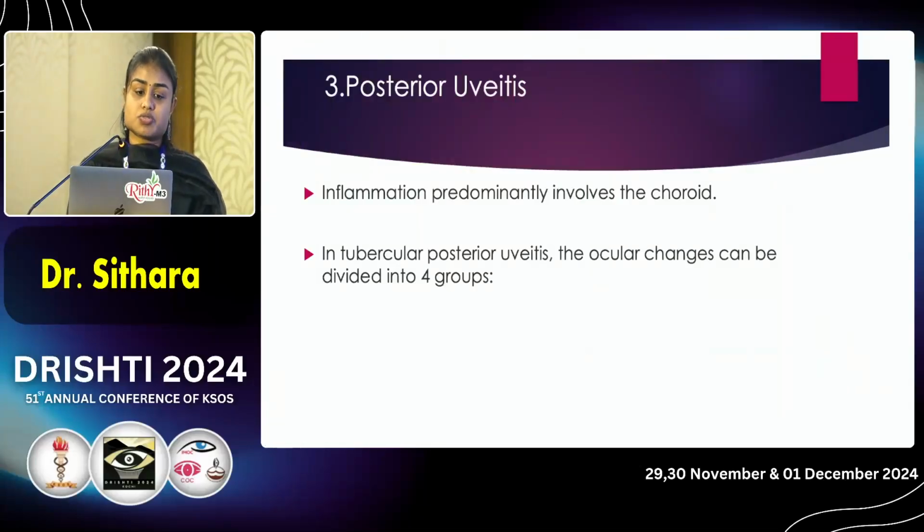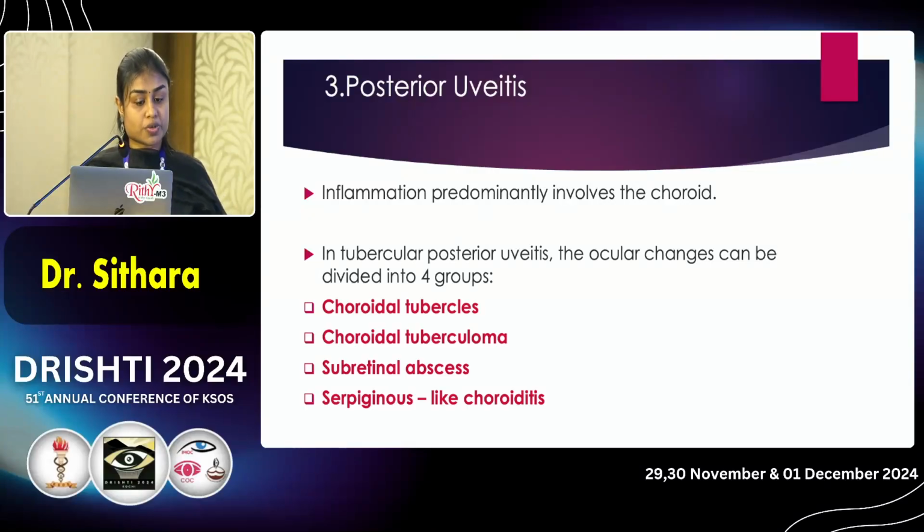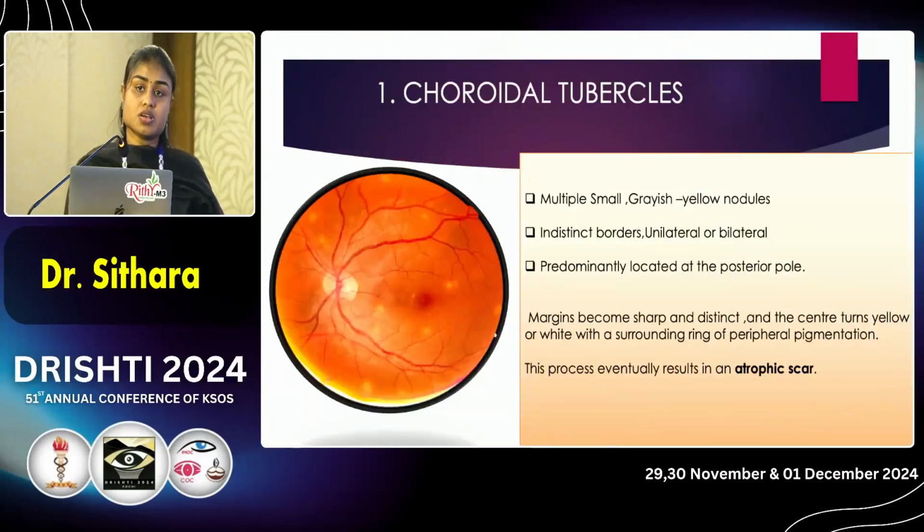The second presentation would be posterior uveitis, which predominantly involves choroidal inflammation. In tubercular posterior uveitis, the ocular changes can be divided into 4 groups: choroidal tubercles, tuberculoma, subretinal abscesses and serpiginous-like choroiditis. First, choroidal tubercle: these are multiple small grayish yellow nodules with indistinct borders which may be unilateral or bilateral, predominantly located in the posterior pole.